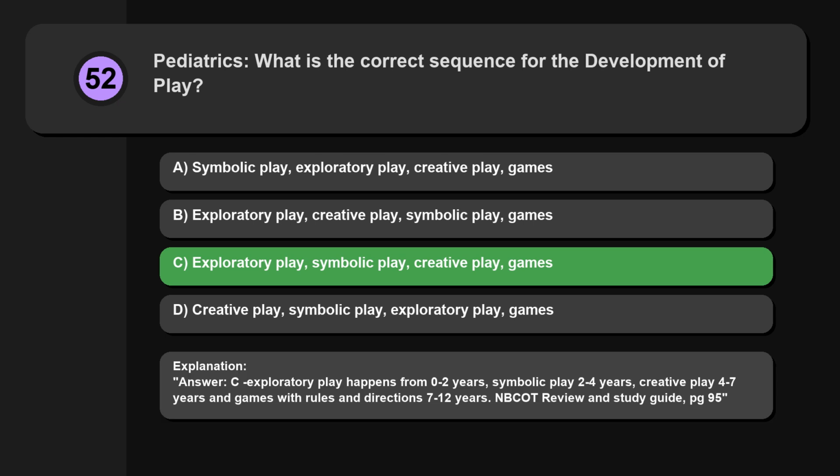Answer: C. Exploratory play happens from 0 to 2 years, symbolic play 2 to 4 years, creative play 4 to 7 years, and games with rules and directions 7 to 12 years. NBCOT Review and Study Guide, page 95.